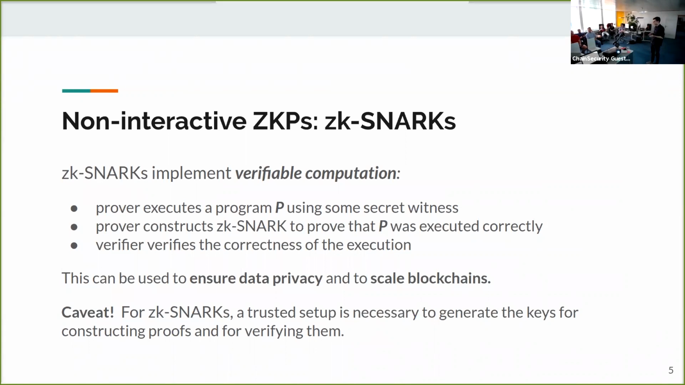But in the generation of this common reference string, there is some randomness being used, and if you know this randomness, you'll be able to fake proofs afterwards. This setup phase needs to happen once for a certain program for which you want to prove. For a certain P, this would need to happen just once. Maybe what you can do is implement this with secure multi-party computation, but we will not touch on this too much here. It's just a caveat that should be kept in mind.